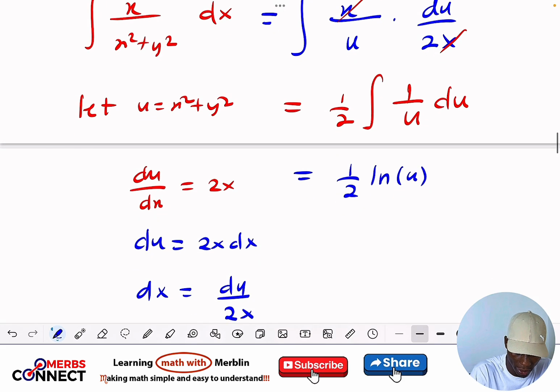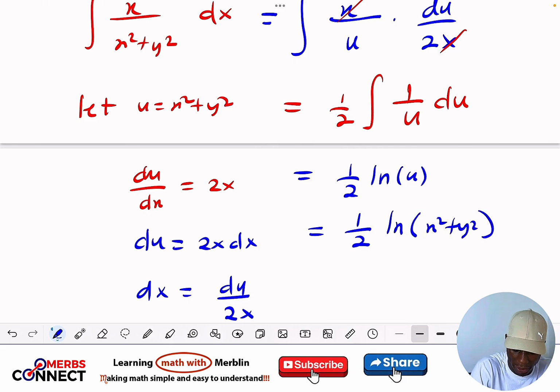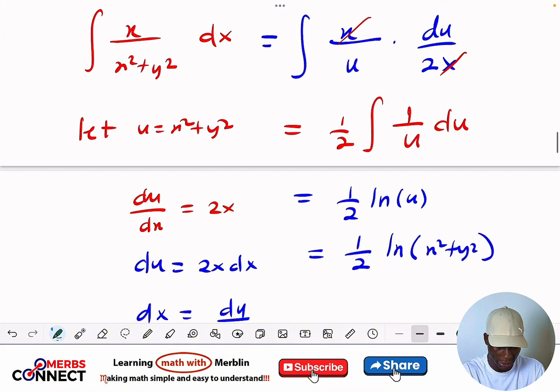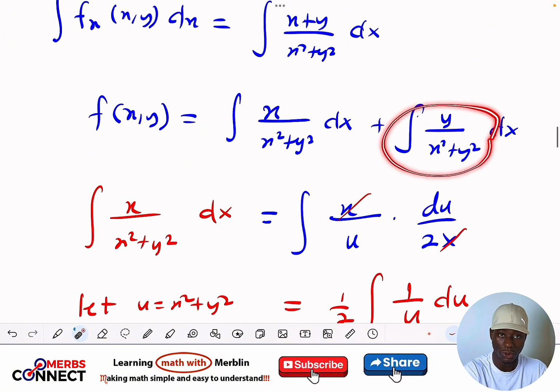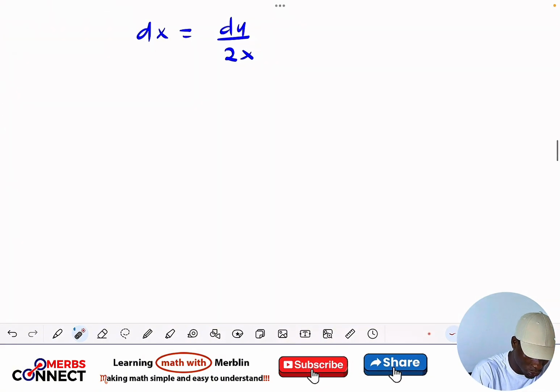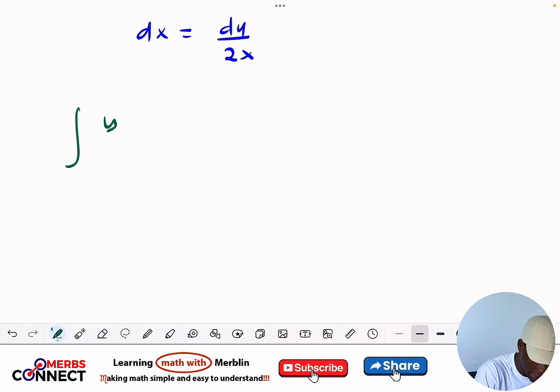I will tell you something. Now what is u? u is equal to this. So I'm going to have 1 divided by 2 times the natural log of x squared plus y squared. So this is the first one. Now let's consider the second one also here. Now we want to also integrate y divided by x squared plus y squared dx.